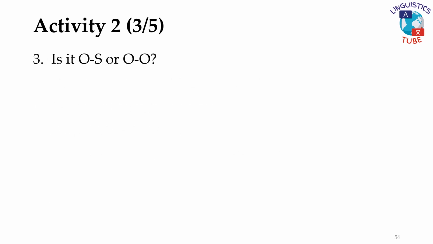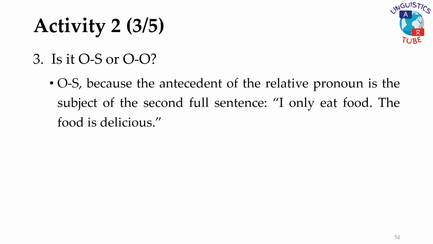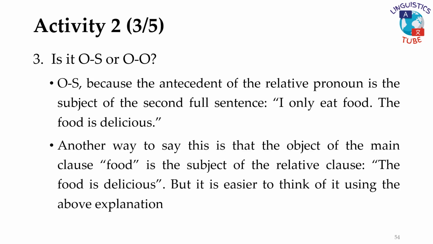Finally, is it OS or OO? It's OS because the antecedent of the relative pronoun is the subject of the second full sentence. I only eat food. The food is delicious. Another way to say this is that the object of the main clause, food, is the subject of the relative clause, the food is delicious. But it is easier to think of it using the explanation about antecedents.